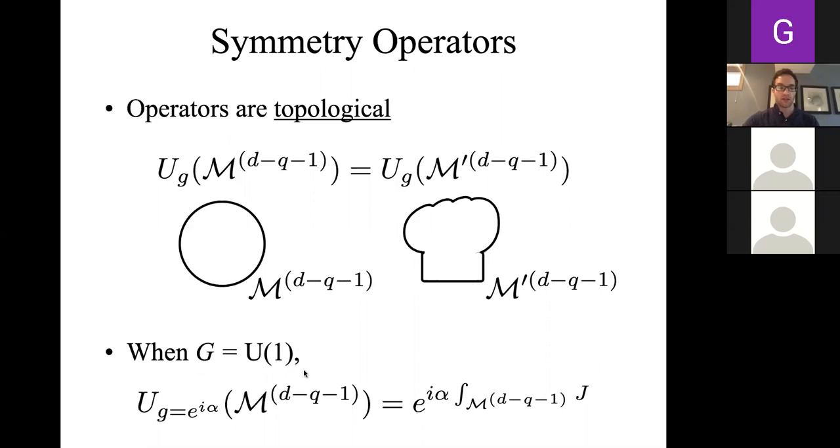For the case of a continuous symmetry, say U1, we can be a little bit more precise about what these operators are. Namely, this operator is given simply by the exponentiated integral of the Noether current over the manifold M, where here this alpha labels the elements of the group.